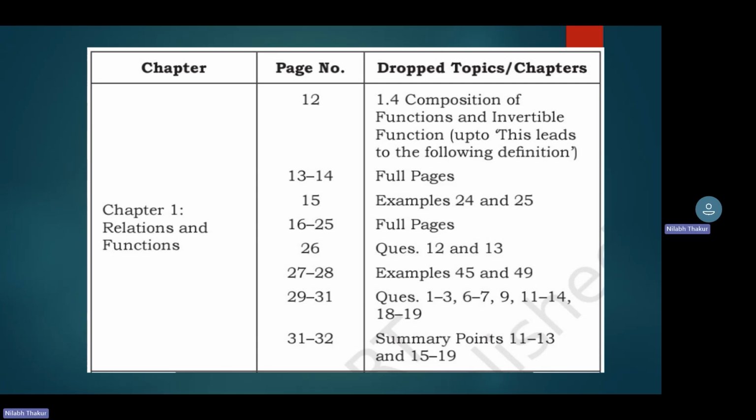In the summary points of page number 31 and 32, you can skip point number 11 to 13 and point number 15 to 19. You must read the summary points at the end of the given chapter. So I am giving you the detailed description, chapter by chapter, of which page number and which question you can skip.